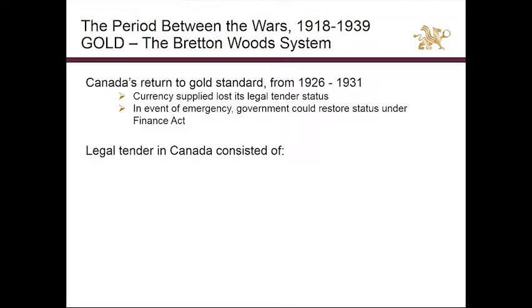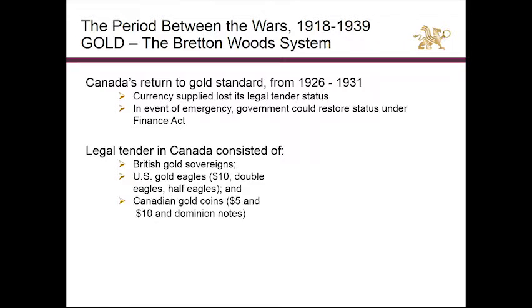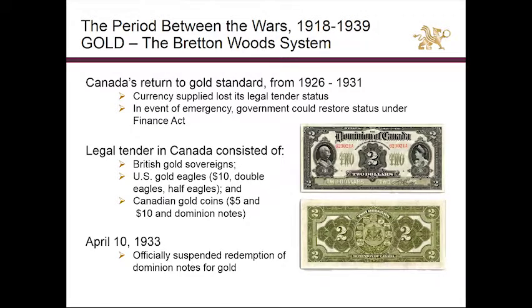Consequently, legal tender in Canada once again consisted of British gold sovereigns and other British gold coins, U.S. gold eagles, double eagles, and half eagles, and Canadian gold coins, denominations of $5 and $10, and Dominion notes. To a lesser degree, legal tender status was also accorded silver, nickel, and bronze coins minted in Canada.